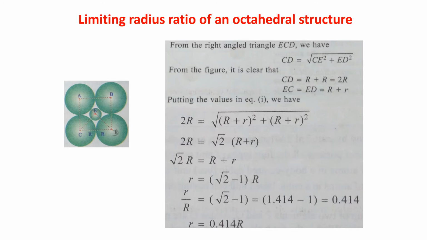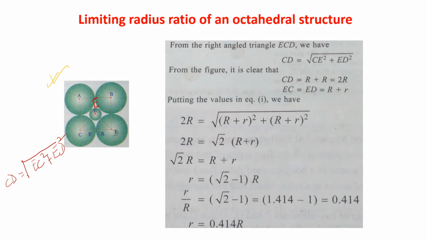Now, calculation of limiting radius ratio of an octahedral structure. Now you can see the figure. The octahedral structure is shown. 4 anions are visible, A, B, C, D, and inside that you can see a very small sphere. This is your cation. Now from the right angle triangle ECD, this is your E. ECD is a right angle triangle. From there, CD is equal to root over EC square plus ED square.